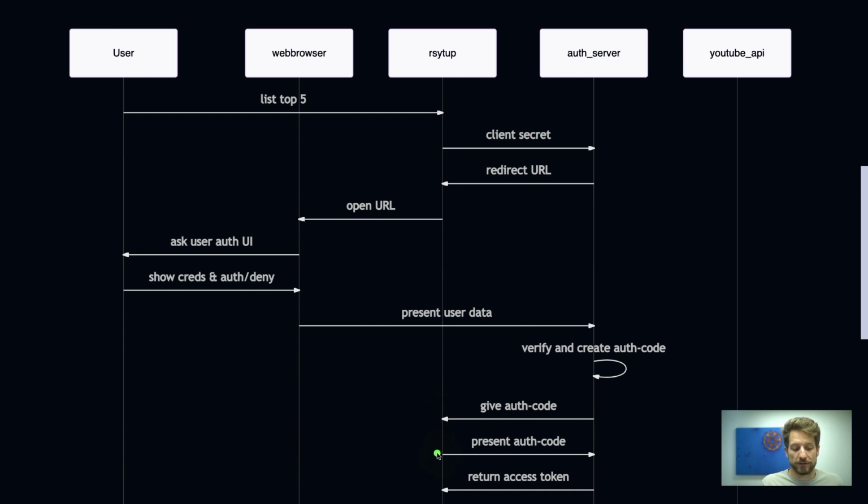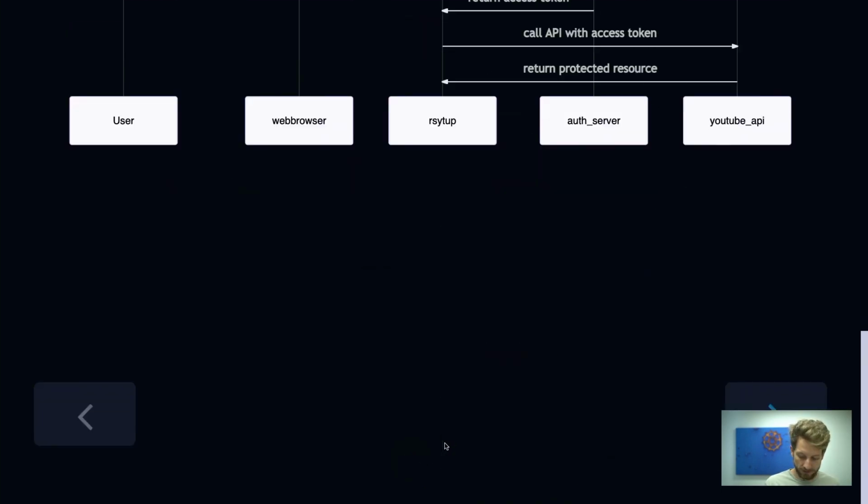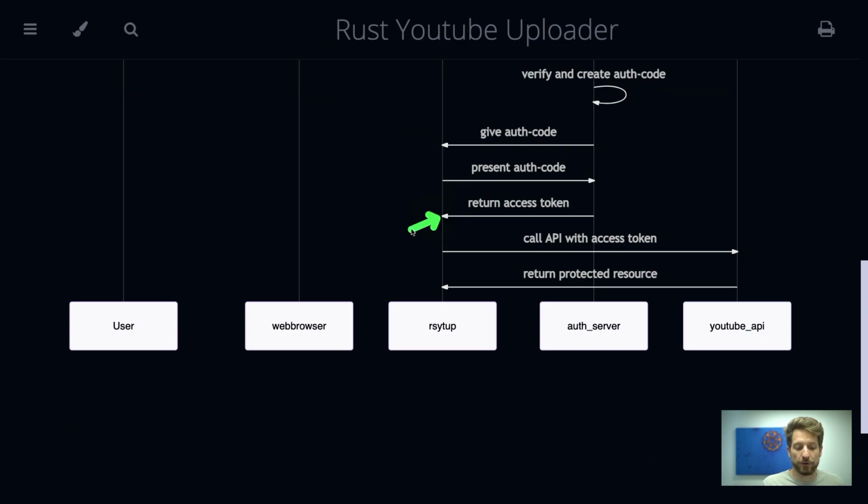That's the point of this drawing. Once it has the auth code, it can present it to the auth server. Once the auth server accepted that one, we get an access token. This whole process continues further down. So we were returned an access token, and with this access token, we can now call the API that is running on the YouTube API backend server. And of course, when this token is an accepted token, we actually get an answer back that is useful. One more arrow is missing because now rsytup is presenting the results to the user.